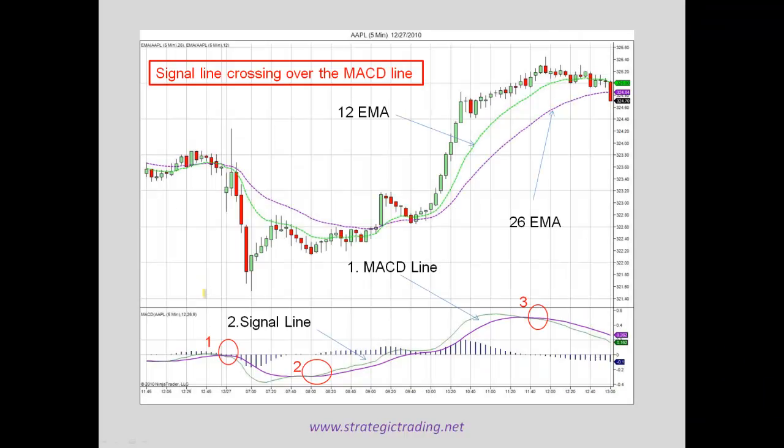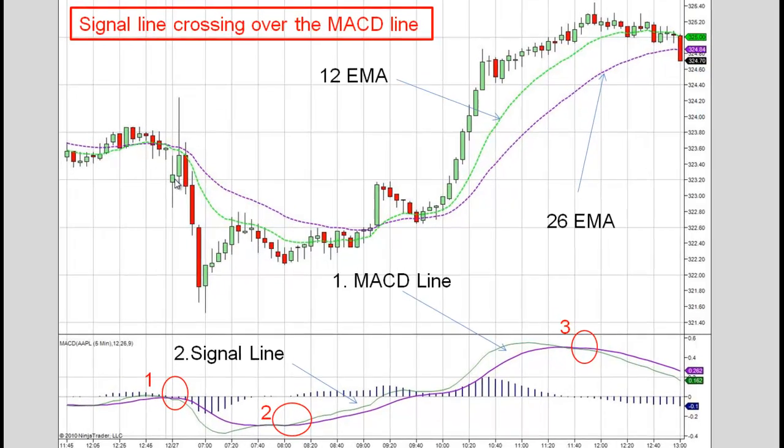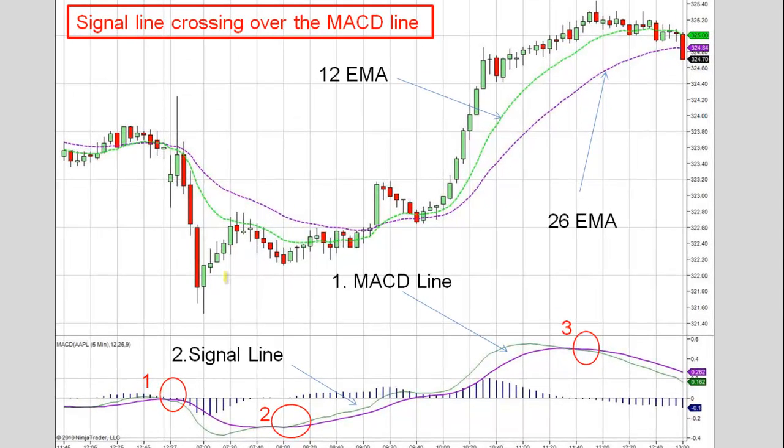You will observe at this point here that as the signal line drops below the MACD line and below the zero line, that is indicating that momentum is increasing to the downside. And sure enough, when that happens, what we tend to see is that prices start to drop. And take a look here, prices did in fact drop.